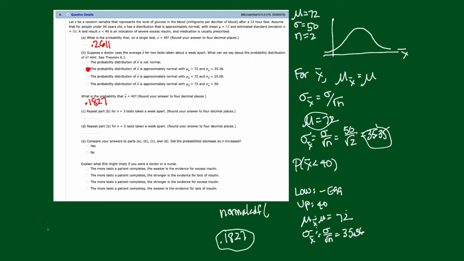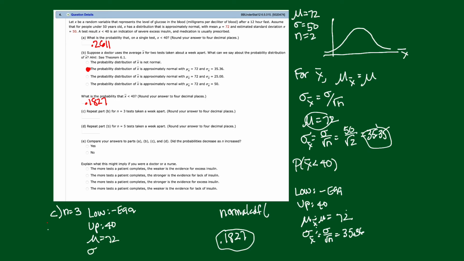Now, part C, we'll look at parts C and D. Part C, we're going to go with 3 tests, and part D, we're going to go with 5 tests. So let's run this for 3 and 5. For my lower bound, I'm going to put in negative E99. My upper, we still want the 40. Now, what is mu? Mu is still going to be our 72.